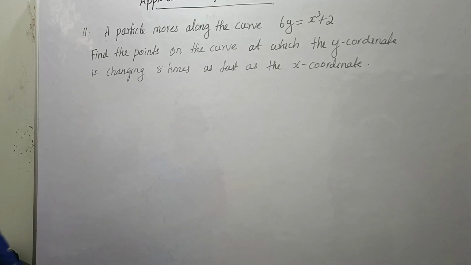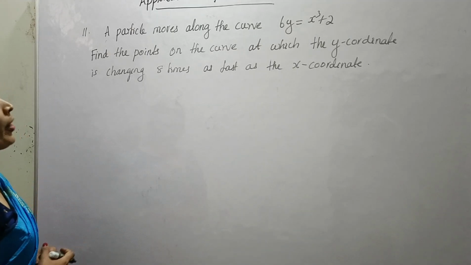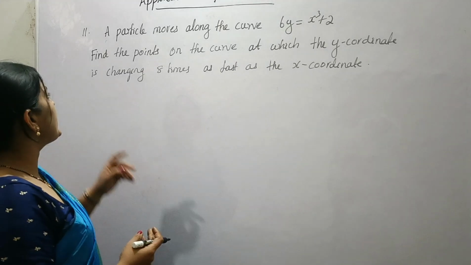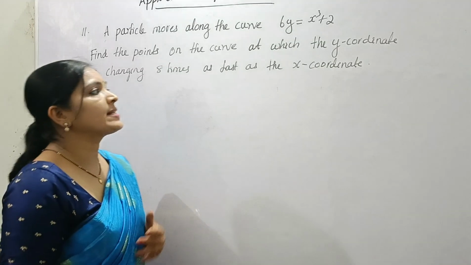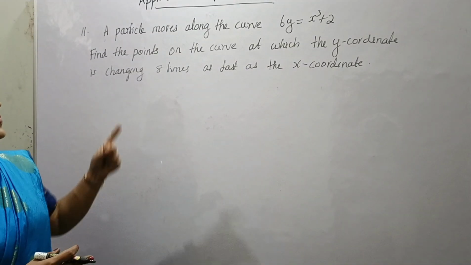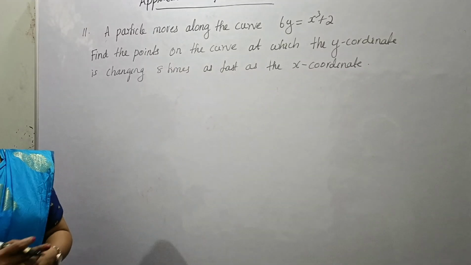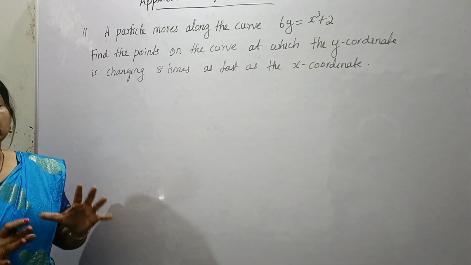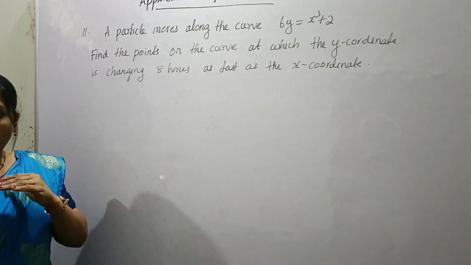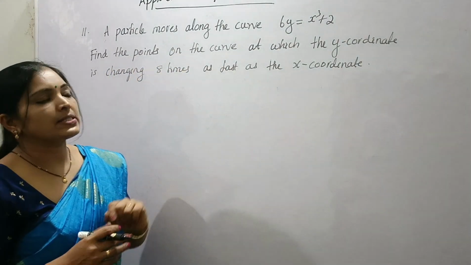Next question: a particle moves along the curve 6y is equal to x cube plus 2. Find the points on the curve at which the y coordinate is changing 8 times as fast as the x coordinate. Here the equation of the curve is given. It's a little different question, right? We have to find the points on the curve at which the y coordinate is changing 8 times as fast as the x coordinate.